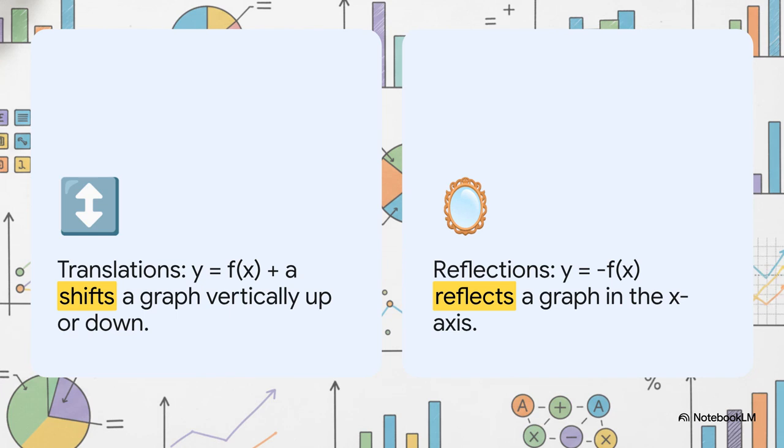If you add a number on the outside of the function, like f of x plus a, it just slides the whole graph up or down. And if you stick a minus sign out front, so y equals minus f of x, it flips the entire graph upside down, reflecting it in the x-axis.